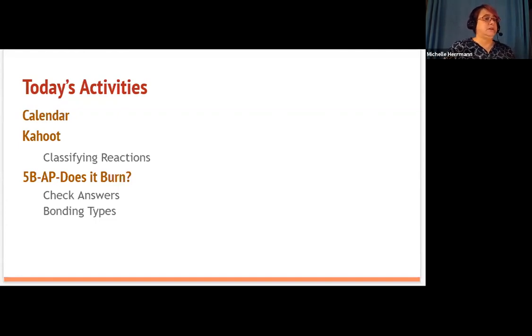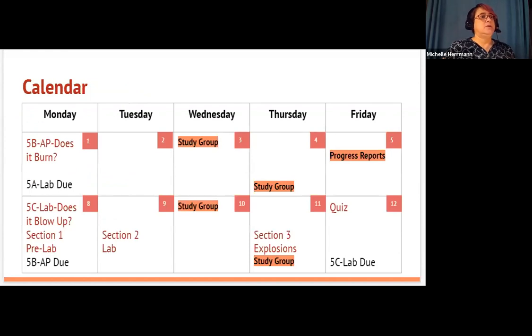Speaking of, here is our calendar. So this is this week. We are currently on Friday, the end of this week. So anything that you want included in your progress report, you want to get into me today. So on the progress report, things that I'm counting are anything in topic 4. So 4A, 4C, and 4D, quiz number 4, and then just the first assignment with the lab that we did, Does It Mix, in topic 5.